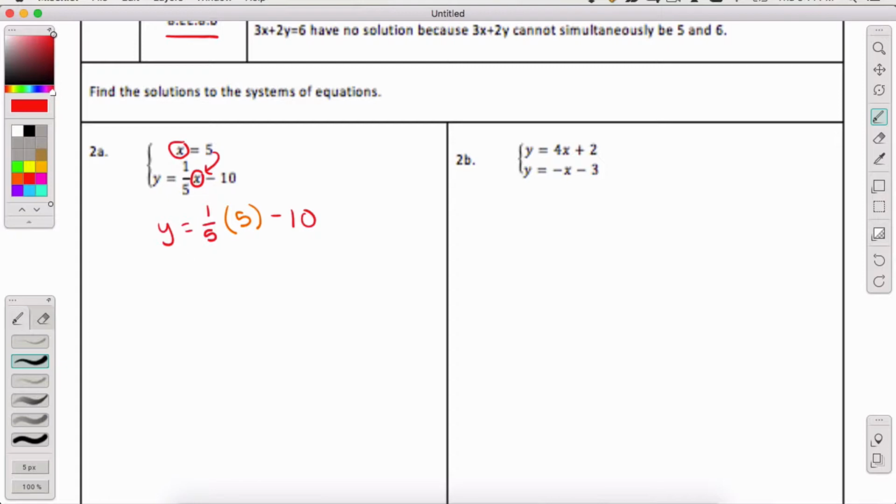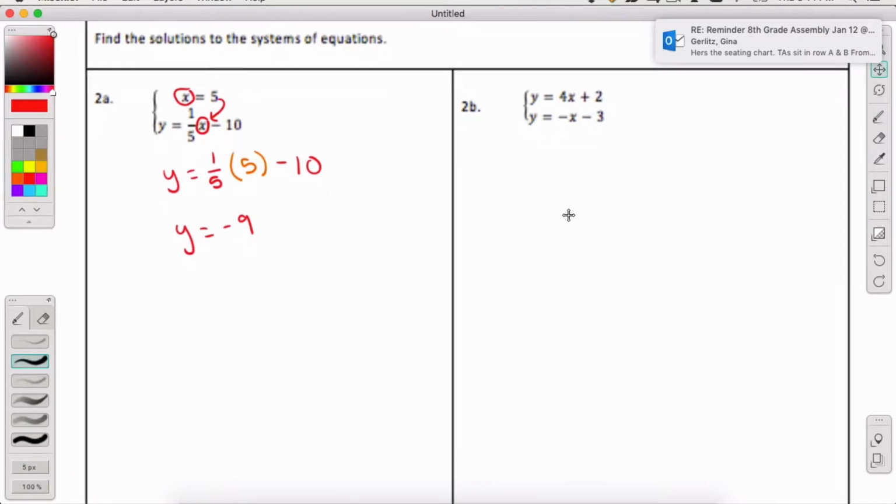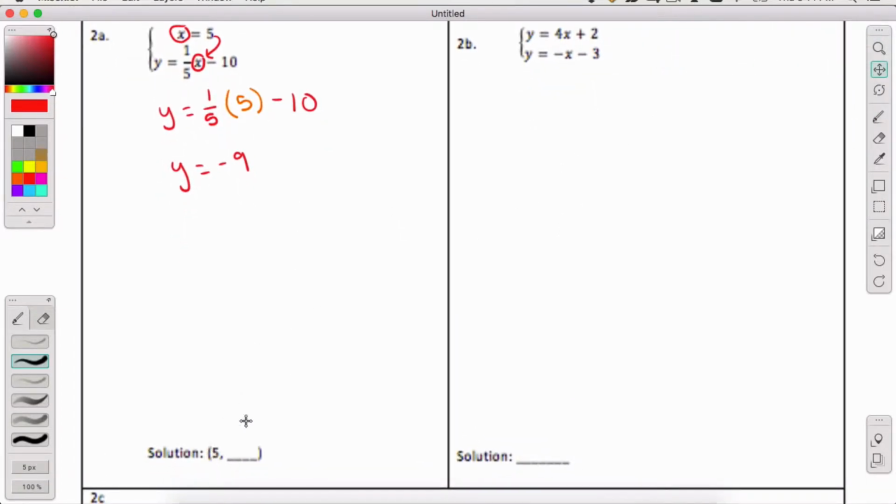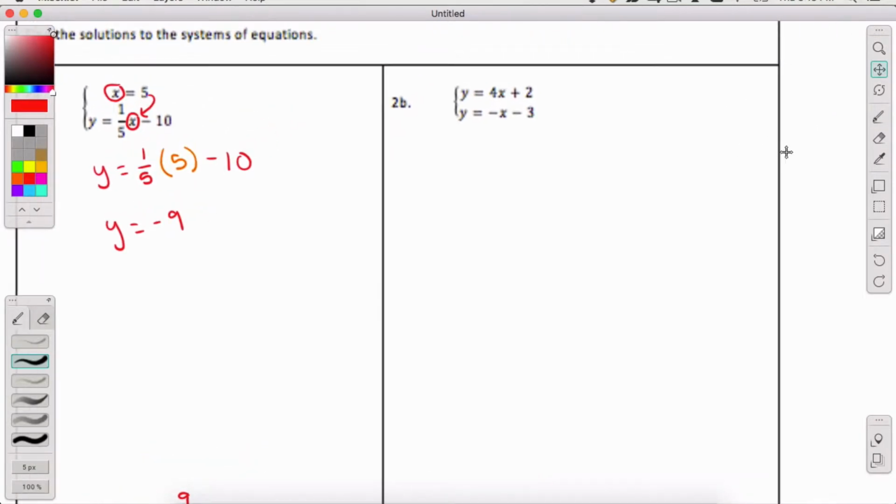Multiply right across. 5 divided by 5, you're going to have 1. 1 minus 10, you end up with y equals -9. So down here you'll see that the solution for x was 5 as it was given up here, meaning that our solution now for y is -9. Alright, moving on to 2b.